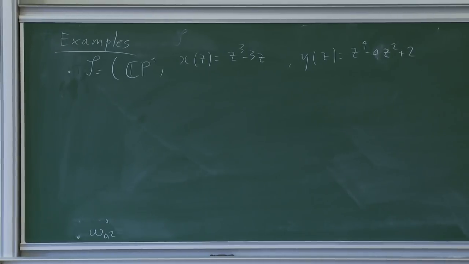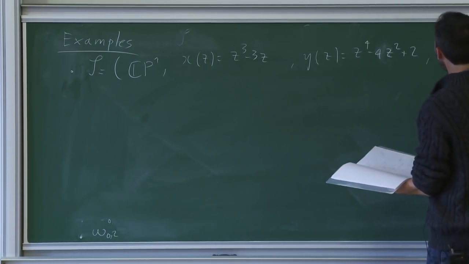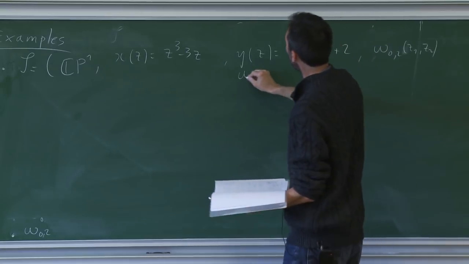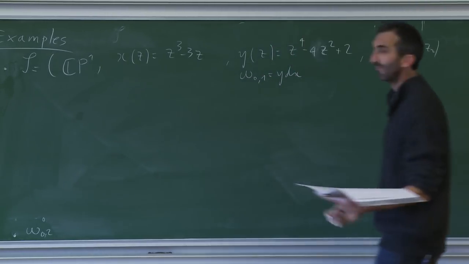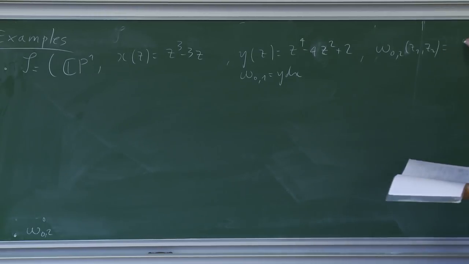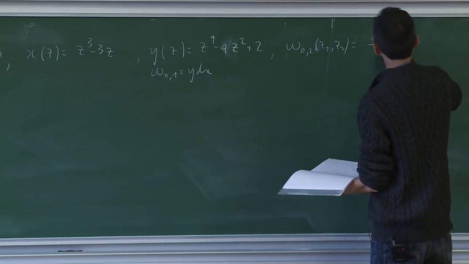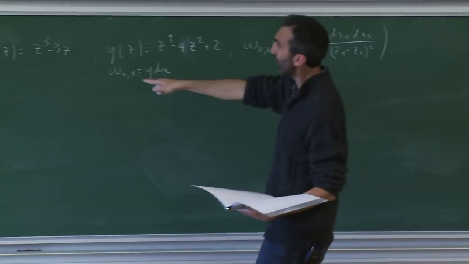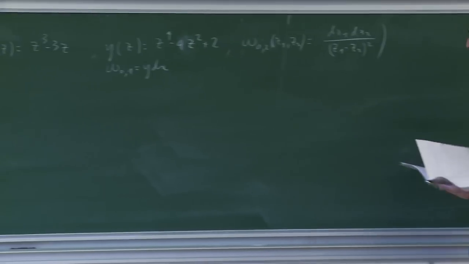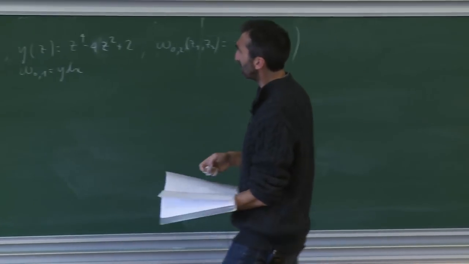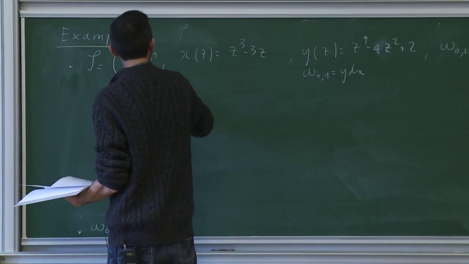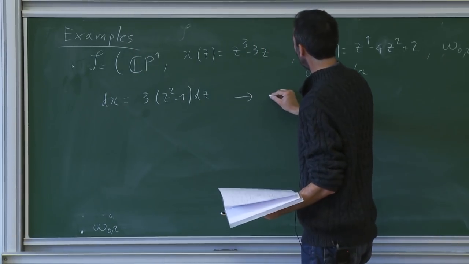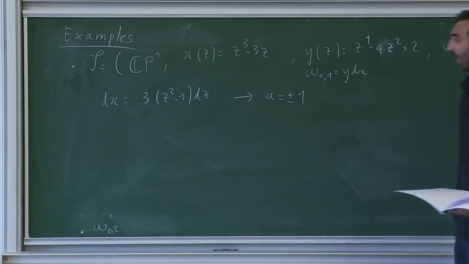Notice that these are the Chebyshev polynomials of degree 3 and 4. In fact, omega 0 1 is y dx. So this one is especially useful. You see x is a degree 3 covering. So there are three branches, and there are in fact two branch points. If you write dx, it's 3 times z squared minus 1 dz. So there are two branch points, a equals plus and minus 1.